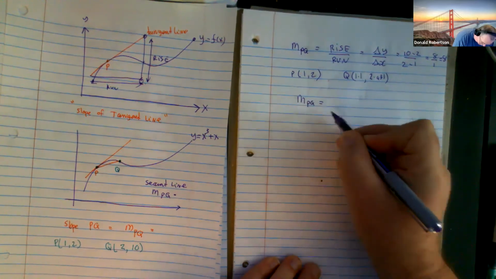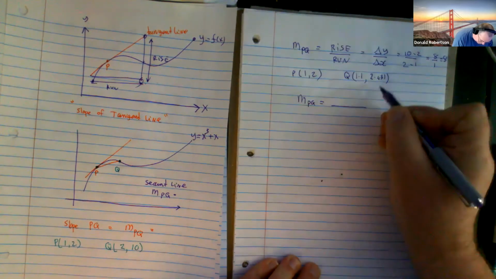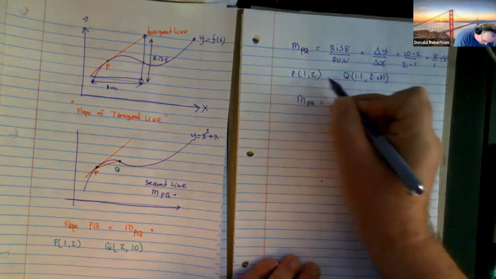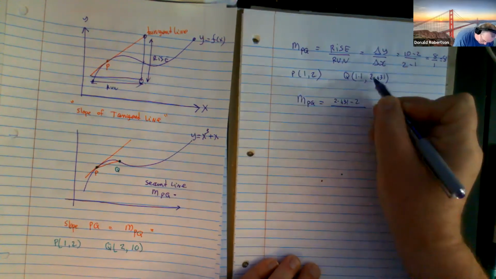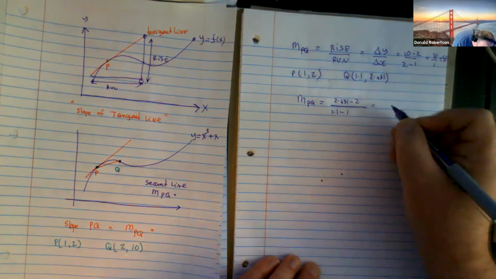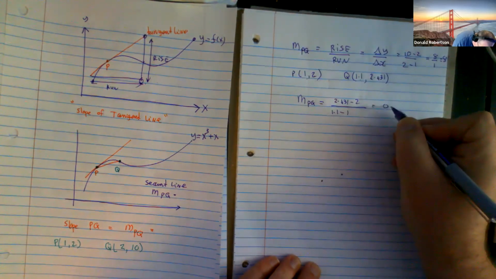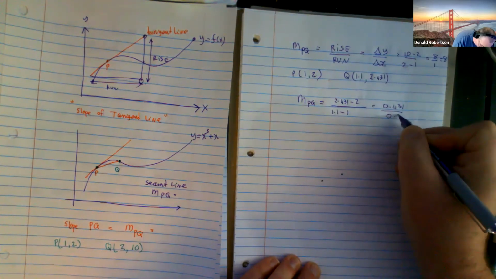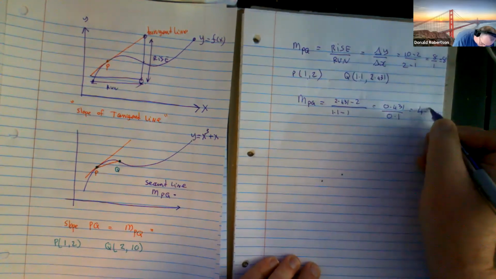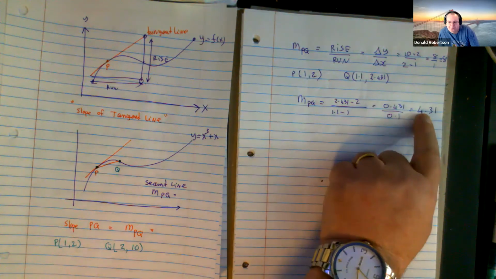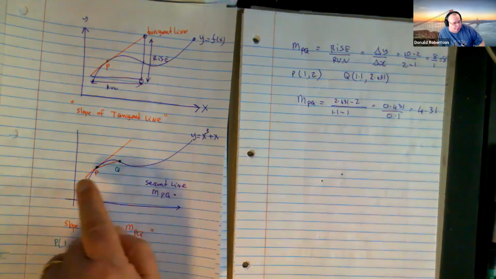Well, the slope of this secant line is 2.431 take away 2, right? The difference in the y's, the rise, and the difference in 1.1 to 1. And this ends up being 0.431 over 0.1. And this ends up being a slope of 4.31. Would you agree that that's a better estimate of the slope of this tangent line?